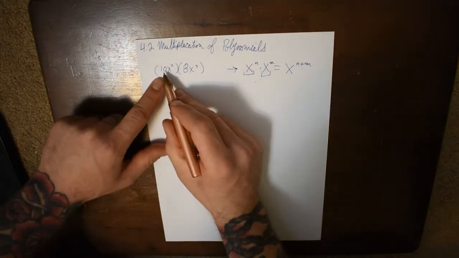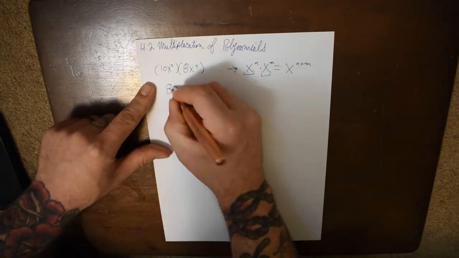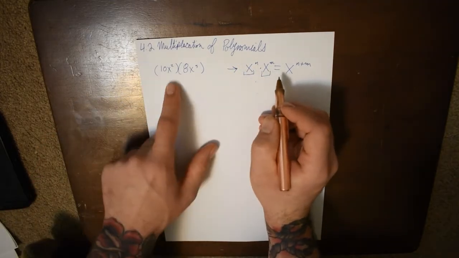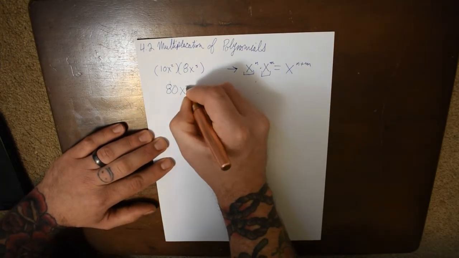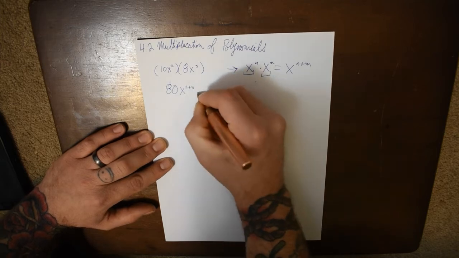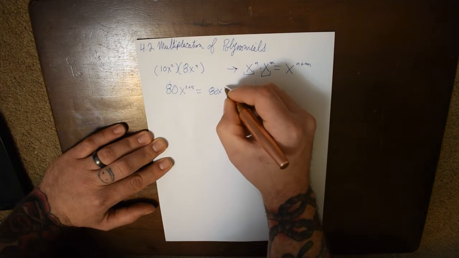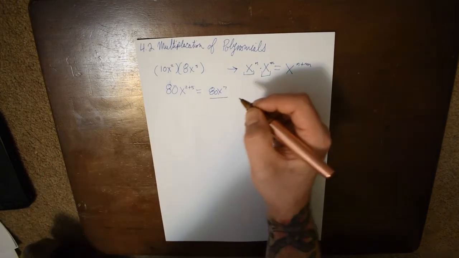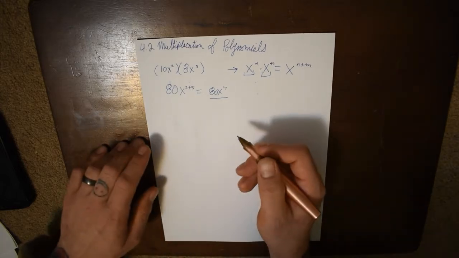First, we can multiply our constant terms together. 10 times 8 gives us 80. And using this rule over here, we've got an x squared and an x to the fifth. That would give us x to the 2 plus 5, or give us 80x to the seventh for our final answer. Monomials are pretty quick and easy.